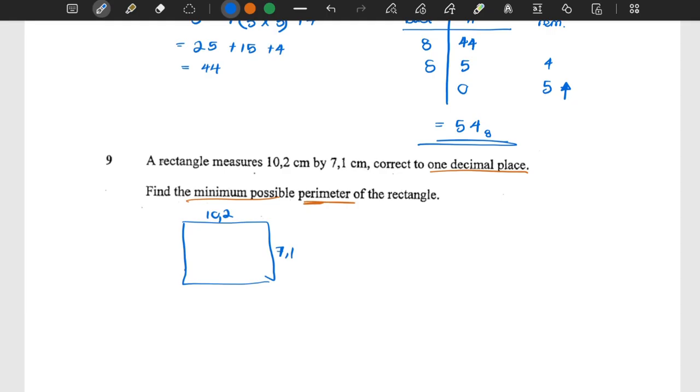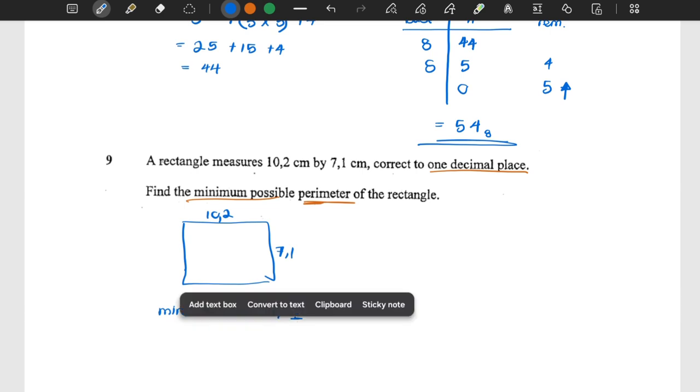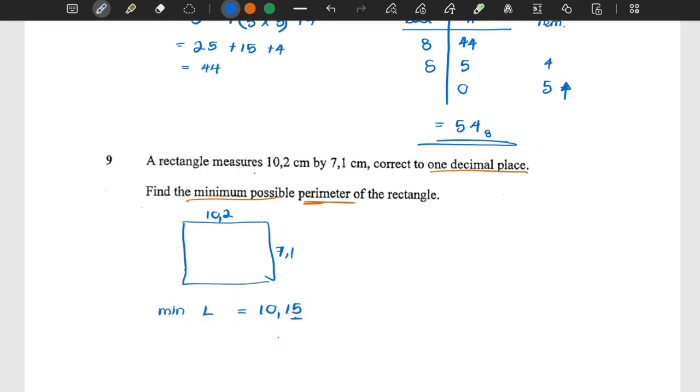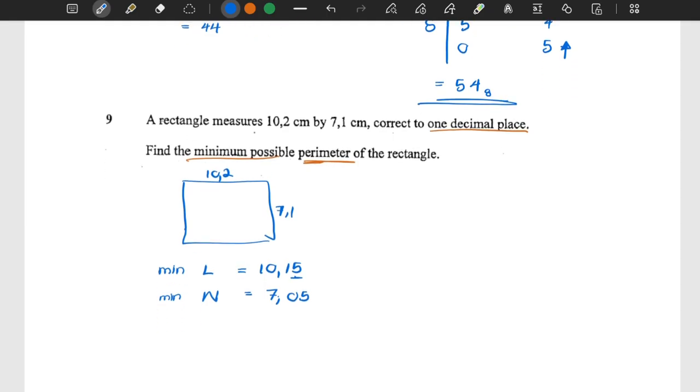So minimum length will be equal to 10.15, because if we round this to one decimal place, then we get 10.2. Minimum width will be equal to 7.05, because if we round this then we end up getting 7.1, right?